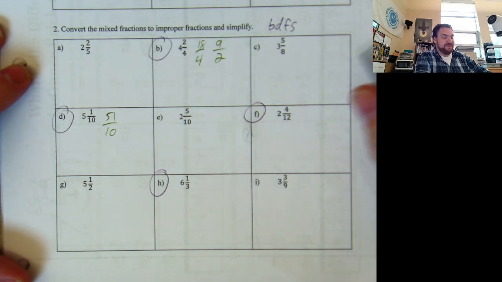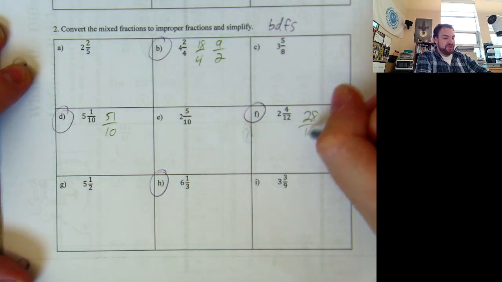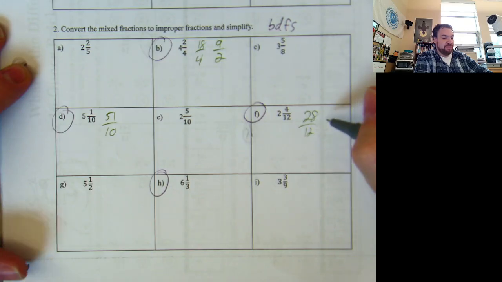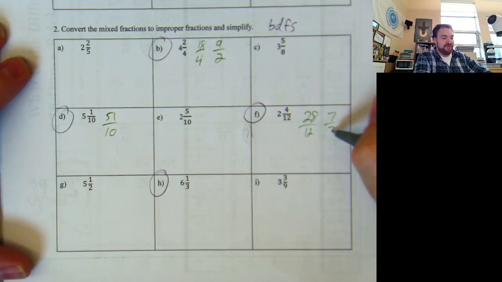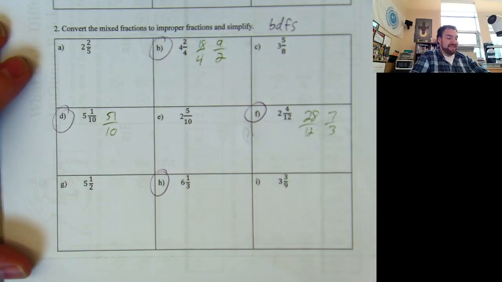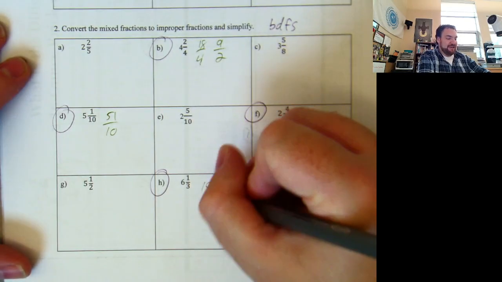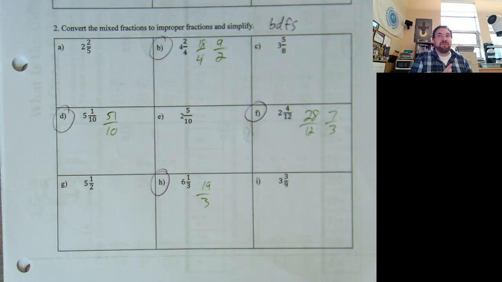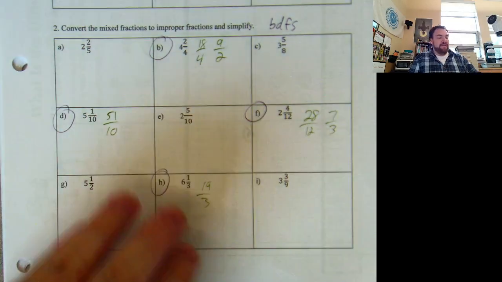24, 25, 26, 27, 28 twelfths, which we can reduce down to 7/3. Love that. And then 6 1/3 is going to be 19/3, and 19's prime, so that's not reducible. Okay, flipping the page.